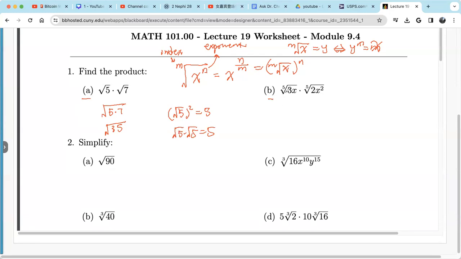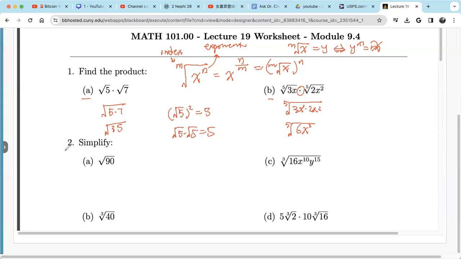Now let's see B. In B, the index is 5. That means I can put the radicands together. I can multiply those two radicands, because the operation is multiplication. So I can multiply 3x with 2x squared, then under the index 5. Now 3 times 2 gives me 6. x times x squared, same base, we add the exponents. By default, the exponent of x is 1. So I have x raised to 3, then with the index 5. All right, so B is this one.